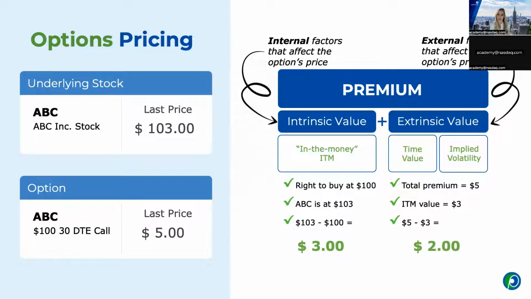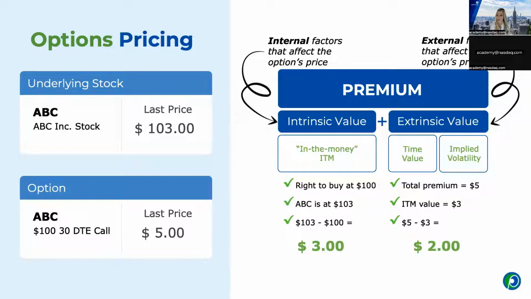So extrinsic value is anything in excess of the in the money value. And remember that in the money value can be 0. So in this case, it's 2. So this 2 is a decaying factor. This 3 is a constant factor as long as ABC remains at 103 or moves higher, then this will go up. So this in the money part will move in value based on the underlying security. This extrinsic value, this $2, is going to deplete as time expires, as we get closer to expiration. However, because of implied volatility, it is possible for that to also move up. And we'll talk about that as well.